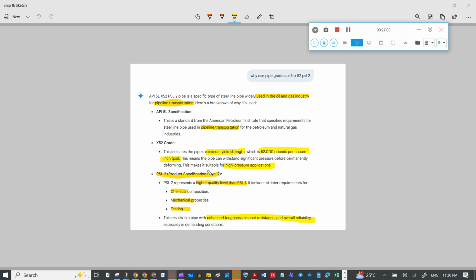It's also suitable for high pressure applications, and product specification level 2 means it's a higher quality level than PSL1. It includes stricter requirements for chemical composition, mechanical properties, and testing. This results in a pipe with enhanced toughness, impact resistance, and overall reliability, especially in demanding conditions.